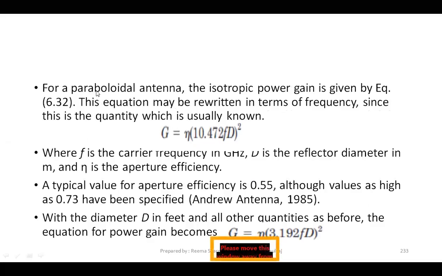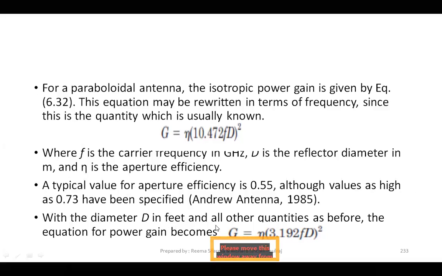In the case of parabolic antennas, the gain is given by eta times 10.472 f d squared, where f is the frequency of your carrier signal, in gigahertz, remember. And d, as you all know, is the reflector's diameter in meters, and eta is the aperture efficiency. We saw it was about 0.55, right? Although the values can be as high as 0.73, sometimes it can go up to even 0.73.